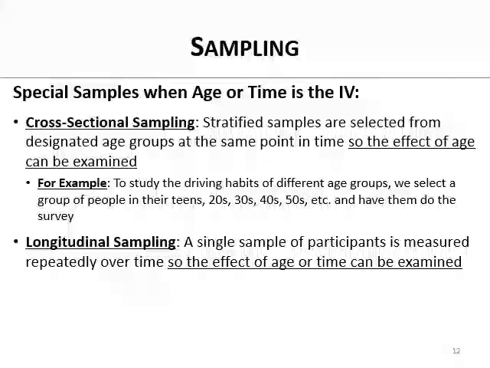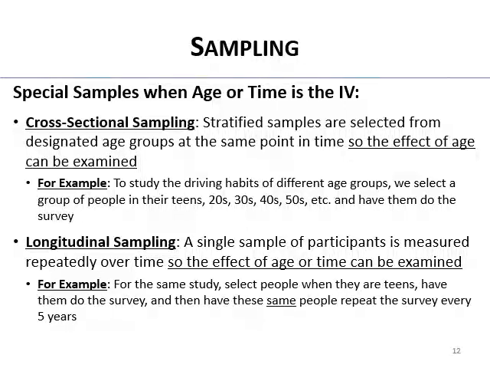A longitudinal sample is when a single sample of participants is measured repeatedly over time, so you can look at both the effect of age and time. You follow the same people in a longitudinal sample, is a way to think of it. So for that same study, let's say I select people when they're teens, and then I have them do my survey, and then I have these same people repeat that survey every 5 years. So instead of one time getting teens, 20s, 30s, 40s, I'm taking them out every 5 years and having the same group do my survey. That would be a longitudinal sample.